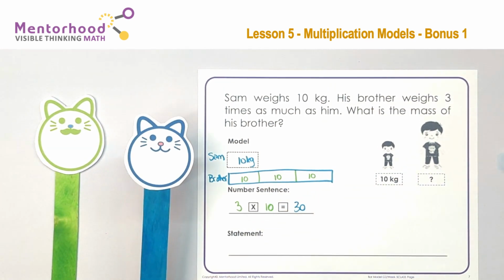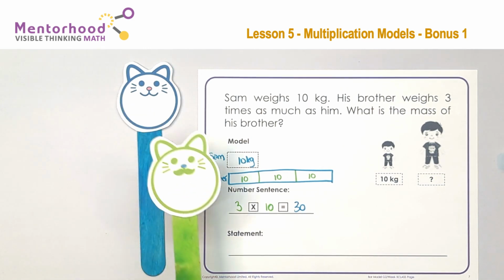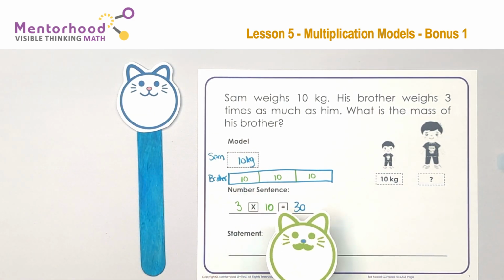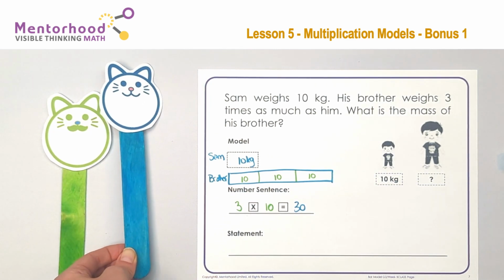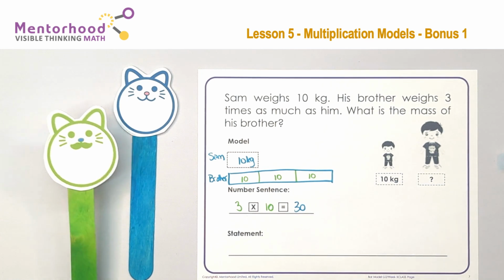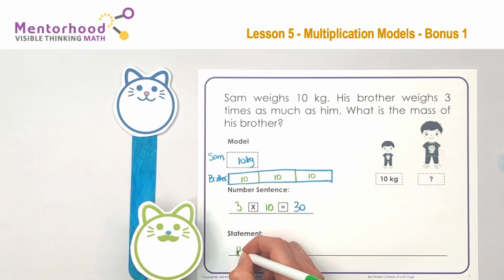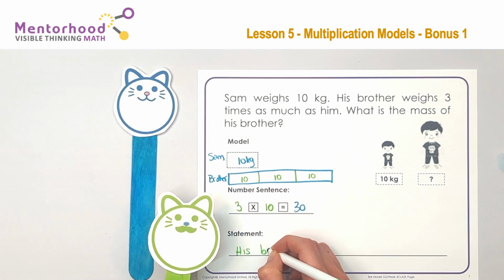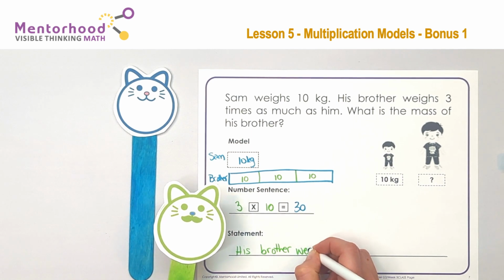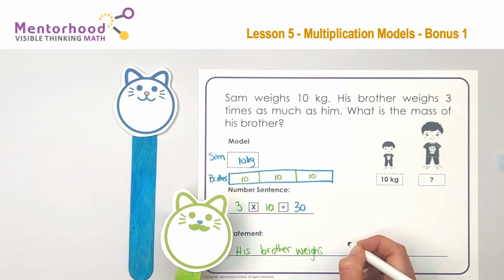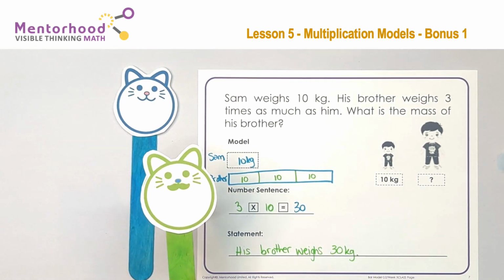30. Okay, so what did we learn? Well, we learned that if Sam weighs 10 kilograms, then his brother weighs 30. 30 what, Dad? Don't forget the unit. 30 kilograms, of course. Let's write that down. His brother weighs 30 kilograms. The end.